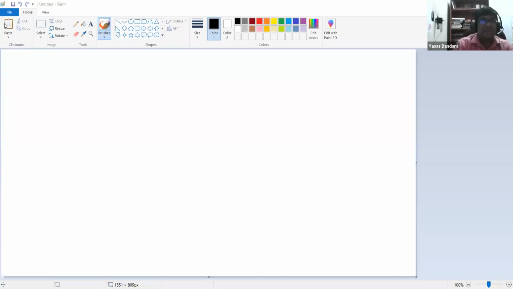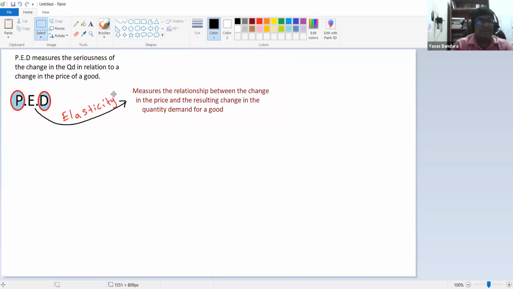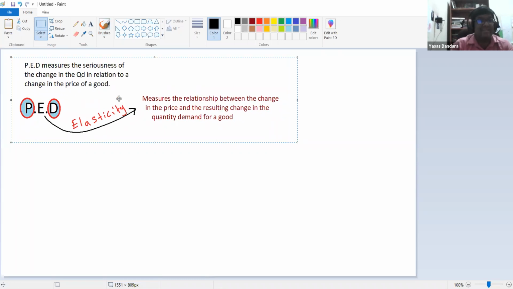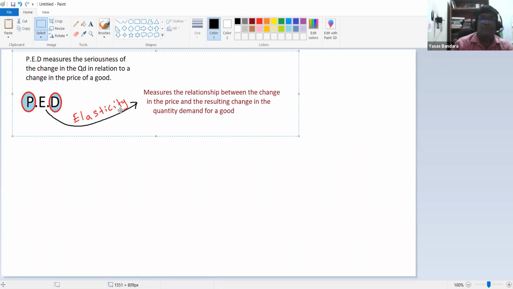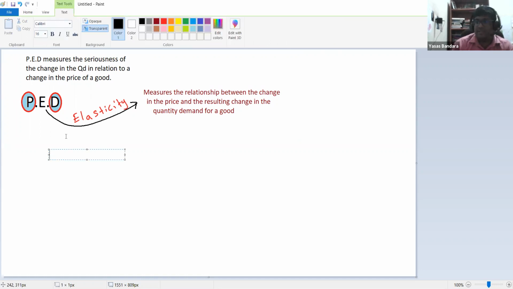Right? Now you better understand that. Okay? So this is price elasticity of demand. It measures the seriousness of the change in quantity demand in relation to a change in the price of the good. That is what we mean by elasticity. Now, what we do today is to talk about three possible methods available to measure elasticity, right? This price elasticity.